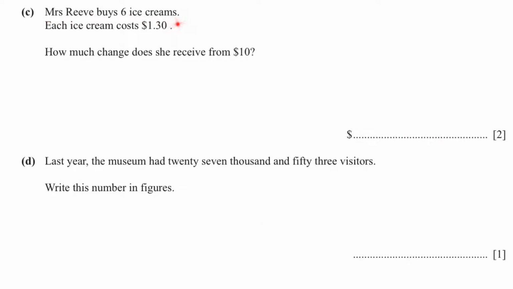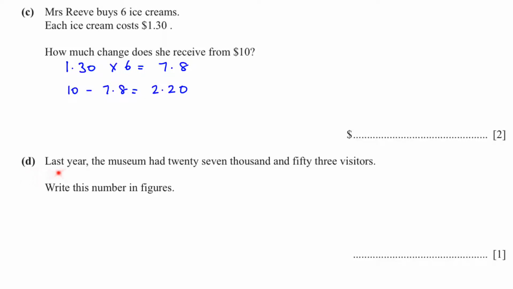Mrs. Reeve buys 6 ice creams. Each ice cream costs $1.3. How much change does she receive from $10? To find this, first we'll have to find the cost of 6 ice creams. Therefore, 1.3 multiplied by 6 will give us 7.8. Now from 10, we are going to subtract 7.8 and we'll get $2.20. That is the change that she receives from the $10. Part D.